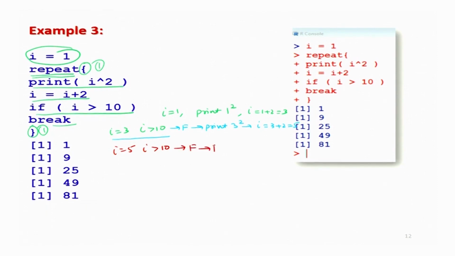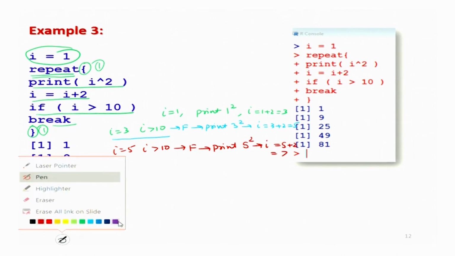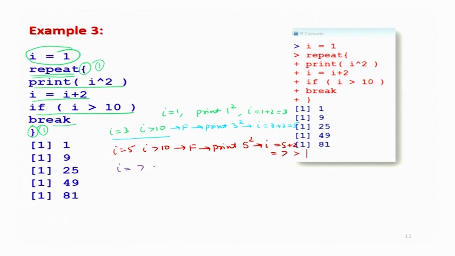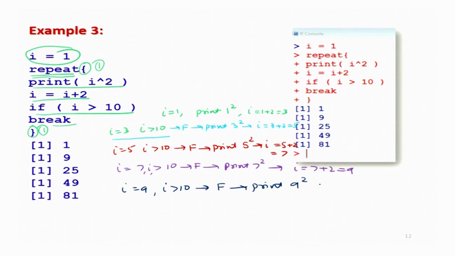The answer is false. So, it will print 5 square, and then i will become 5 plus 2 equal to 7. After this it will check whether i equal to 7 is greater than 10 or not. The condition comes out to be false, and it will print 7 square, and then i will become 7 plus 2 equal to 9. Then it will see once again whether i equal to 9 is greater than 10 or not. The answer comes out to be false, and it will print 9 square, and then i will be replaced by i plus 2, that is 9 plus 2 equal to 11.